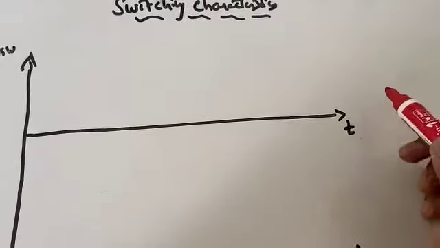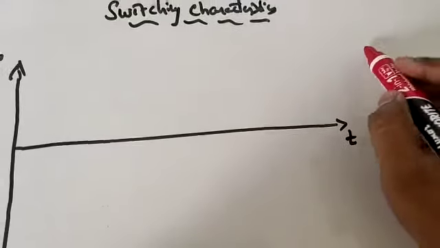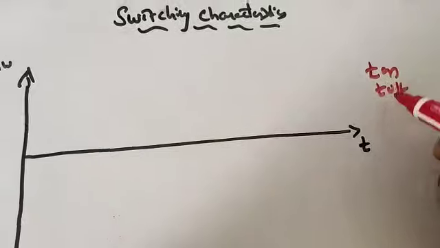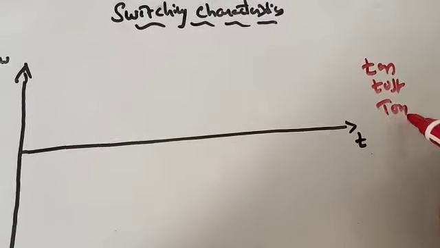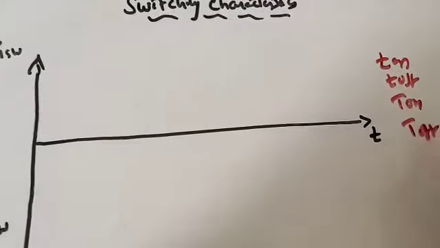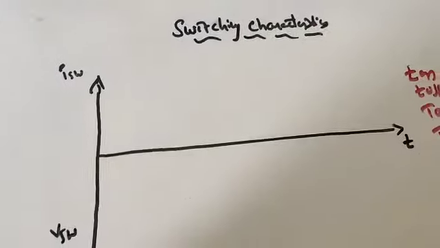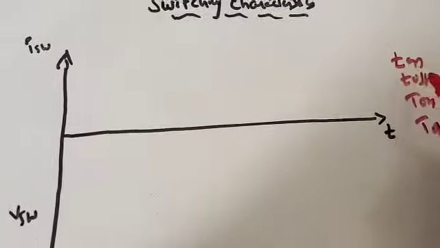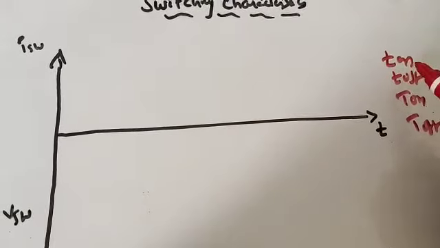You have to remember those four things, that is t on, t off, capital T on and capital T off, right? So what are these? T on is nothing but the time taken to turn on the switch.